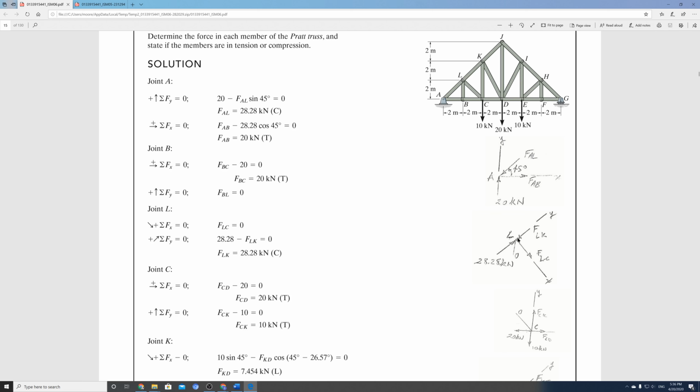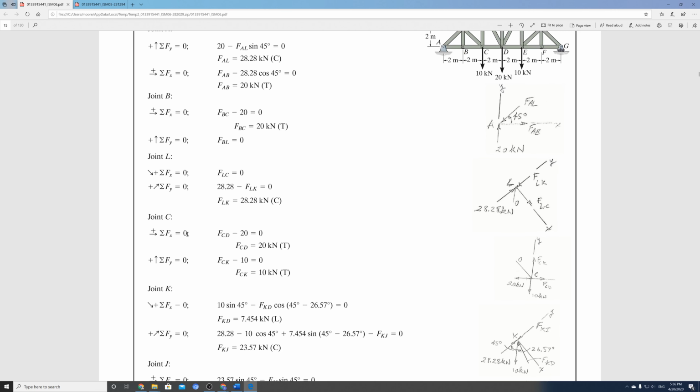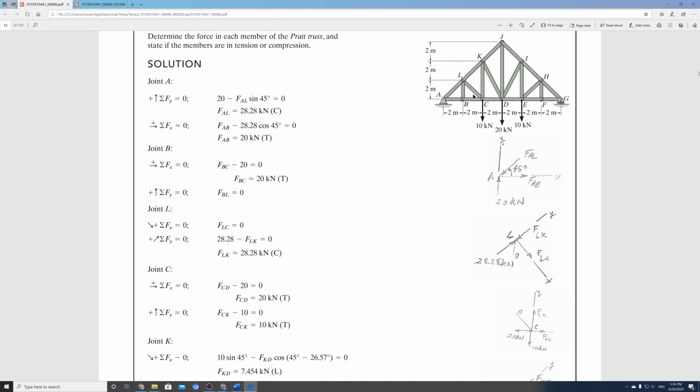And it's compression because it's positive. The answer came out positive, and it was drawn as a compression. Okay? All right, moving along. Now we're going to go to joint C. Okay? So joint C, what we recognize, this is gone. This one's gone. So these two are zero force members. They're not even in the equation anymore. Okay? So now all we have is BC and CD, right?